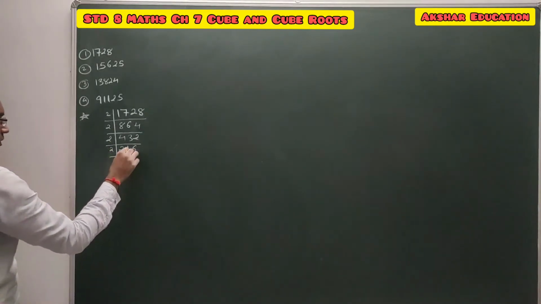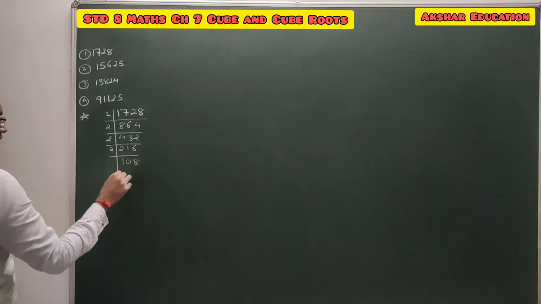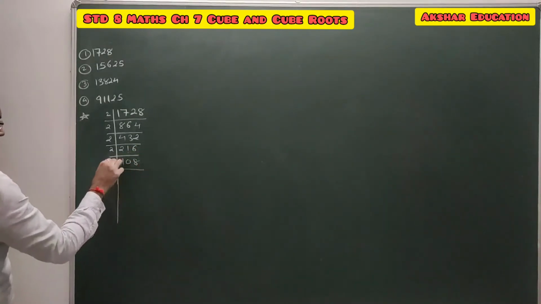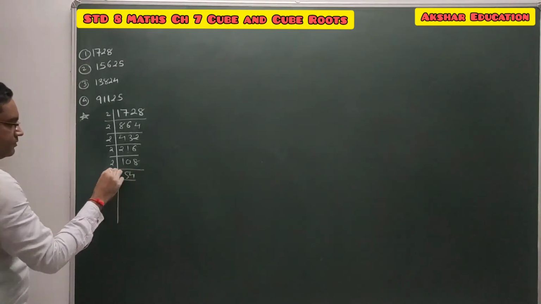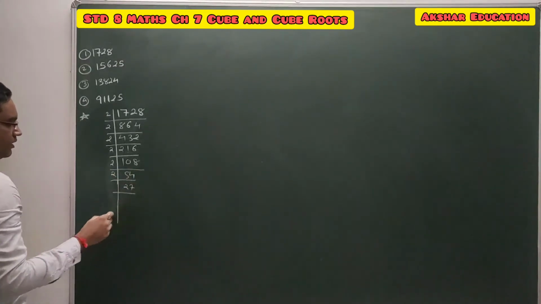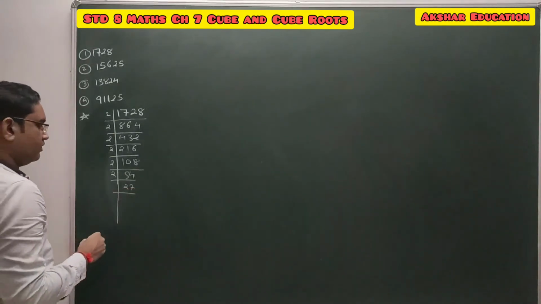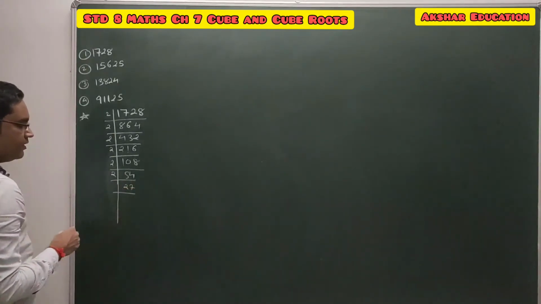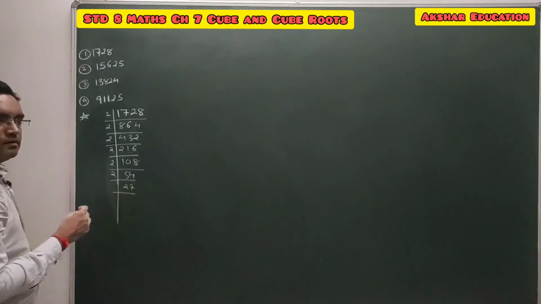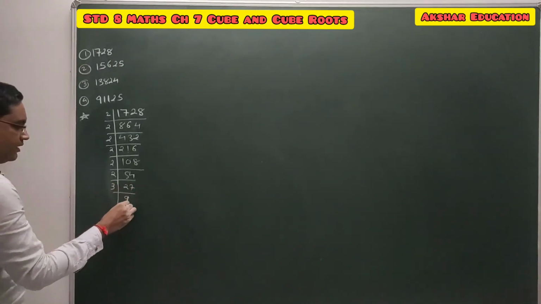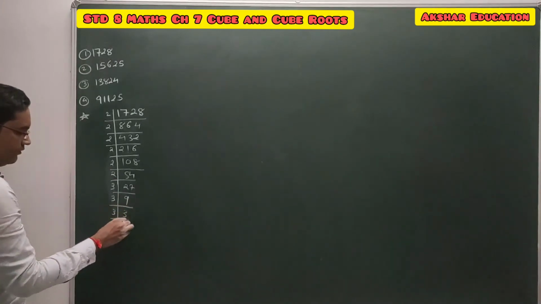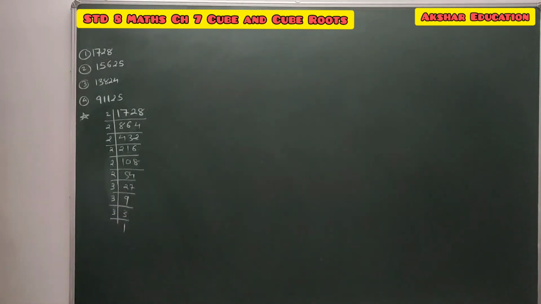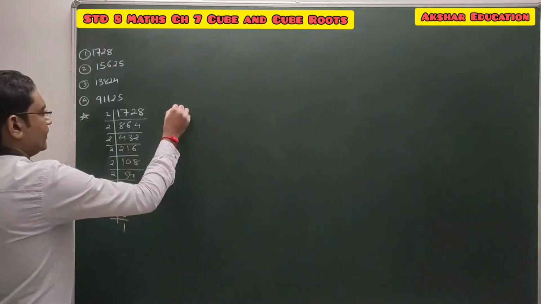Now 2 8s are 16, again it can be divided by 2. 54 2s are, 27 2s are. Now it cannot be divided by 2, so you have to consider division by 3. 2 plus 7 is 9, 3 9s are 27, 3 3s are 9, and 3 1s are 3. This is the prime factorization. Done? Then you have to make the list of factors.